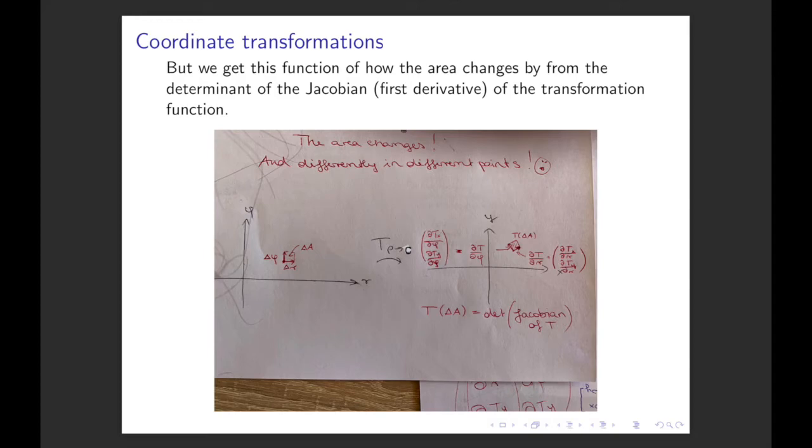So that means the change of the area in the point in polar coordinates is given by the determinant of the Jacobian of the transformation in this point. Intuitively, if I change in r direction, how much do I change in r direction? How much do I change in phi direction? That gives exactly the stretch or shrinking, the distortion of the area that we have. And this we get by looking at the first derivative.